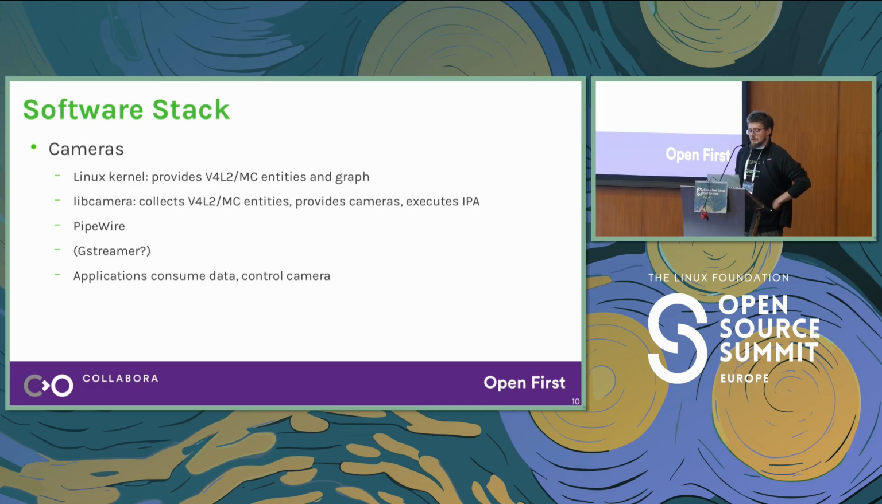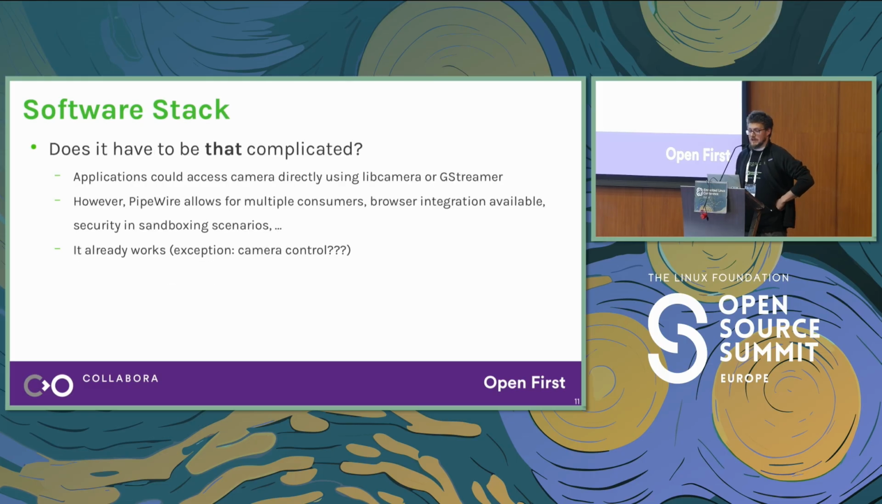On top of libcamera, I would suggest Pipewire, and then maybe there is GStreamer, and at the top actually, you would have the applications that consume data and control the camera. Now, is it really necessary to have it that complicated? Well, of course, you can use libcamera directly. There's an API for that, or using GStreamer. There's a GStreamer element for that. However, I'd say Pipewire is pretty handy because it allows for multiple consumers. That's a pretty neat feature. There's also security aspects in sandboxing scenarios, but I'm mostly here for the multiple consumers bit.